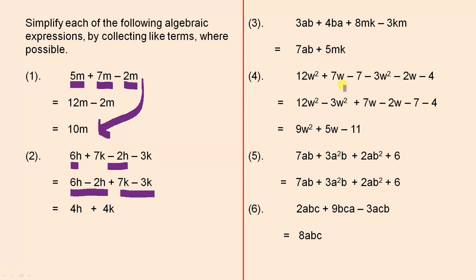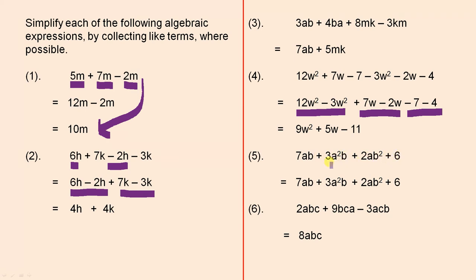For example 4, we have 6 terms. Now let's combine the like terms. So we have 12w squared minus 3w squared. We put that there. Then we have 7w minus 2w. We put that there. Then we have minus 7 minus 4. 12w squared minus 3w squared is 9w squared. See, they're like terms, so we can combine them. 7w minus 2w is 5w, and minus 7 minus 4 is minus 11. So that's the answer.